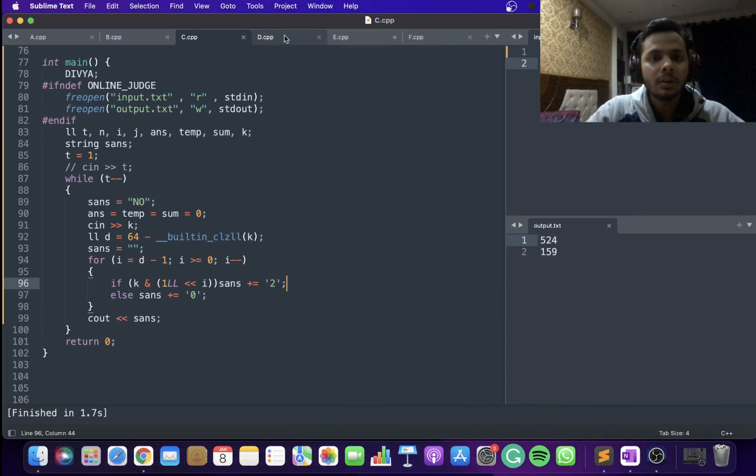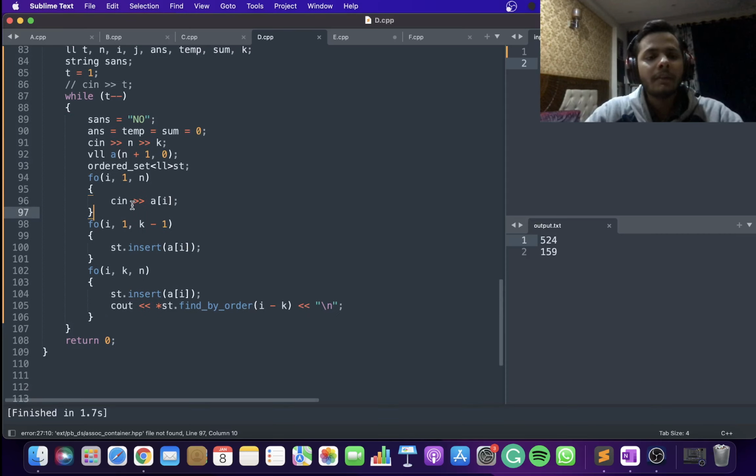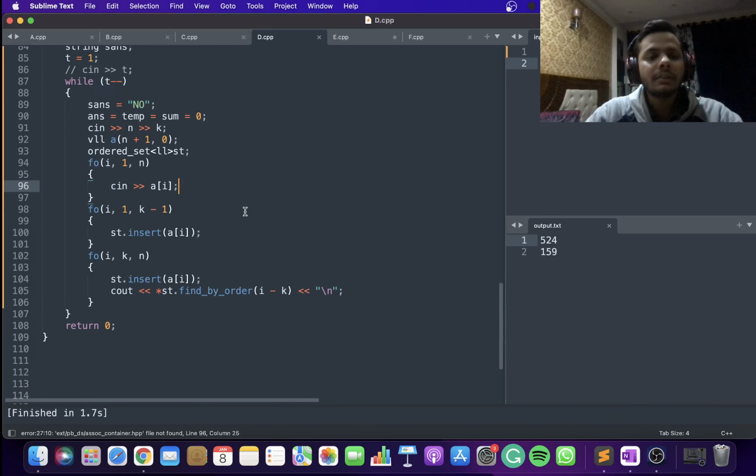Let's just have a look at the code. So you are keeping an ordered set. An ordered set is a very special data structure which is present in the C++ GNU PBDS library. If you want to learn more about ordered set, I'm sure there are a lot of free resources on the internet, Codeforces blogs and YouTube videos, so you can go ahead and do that. But if you already know ordered set, the solution becomes really easy.